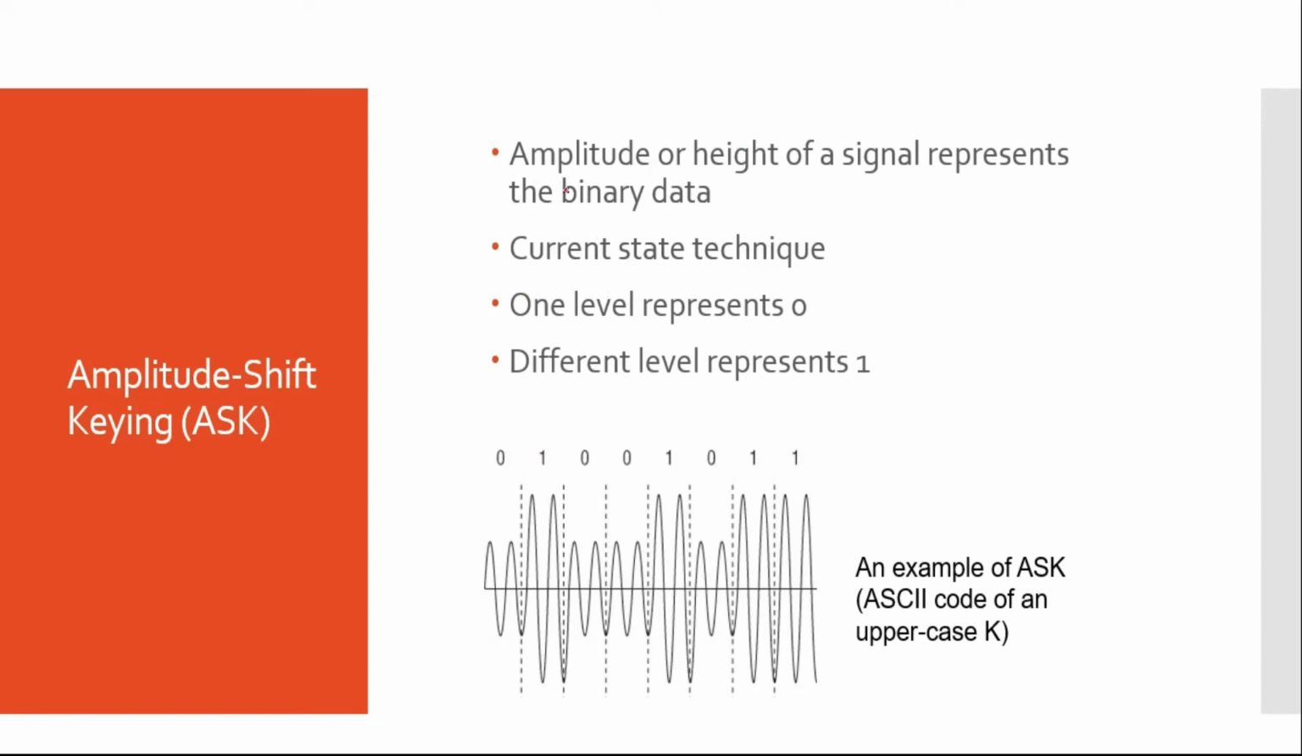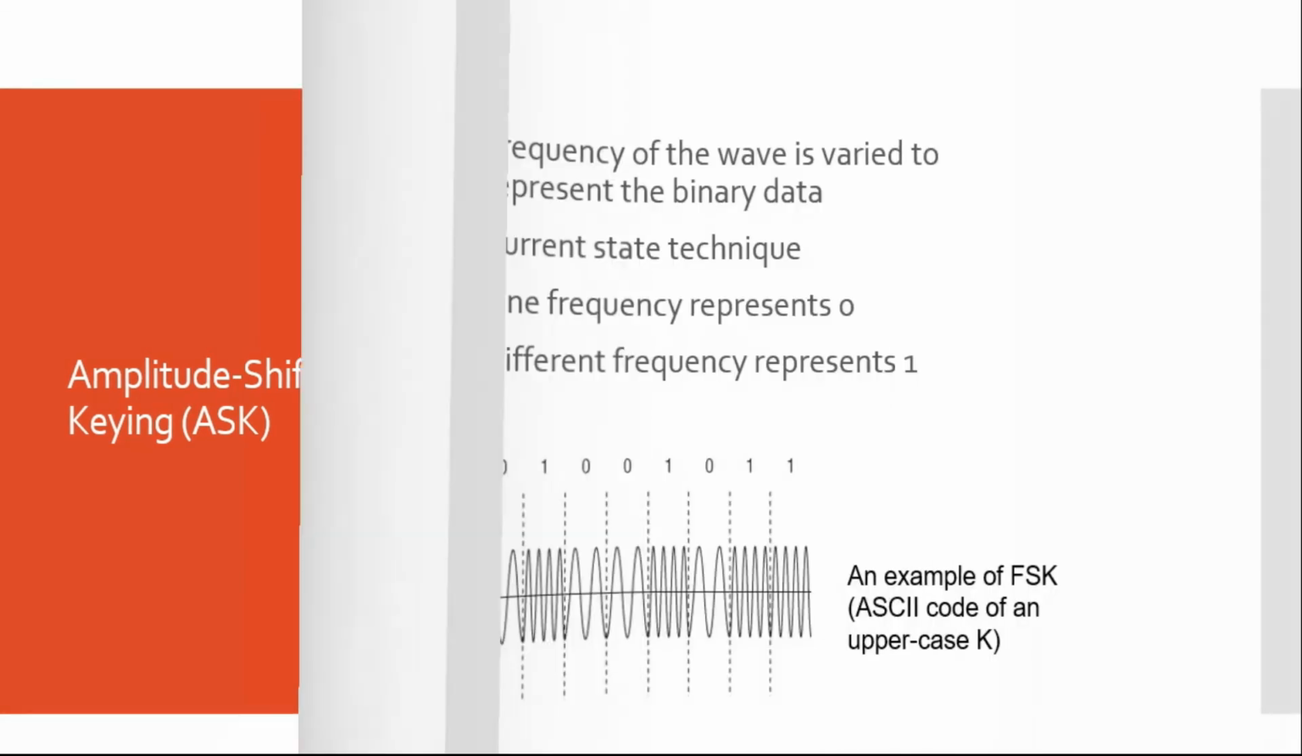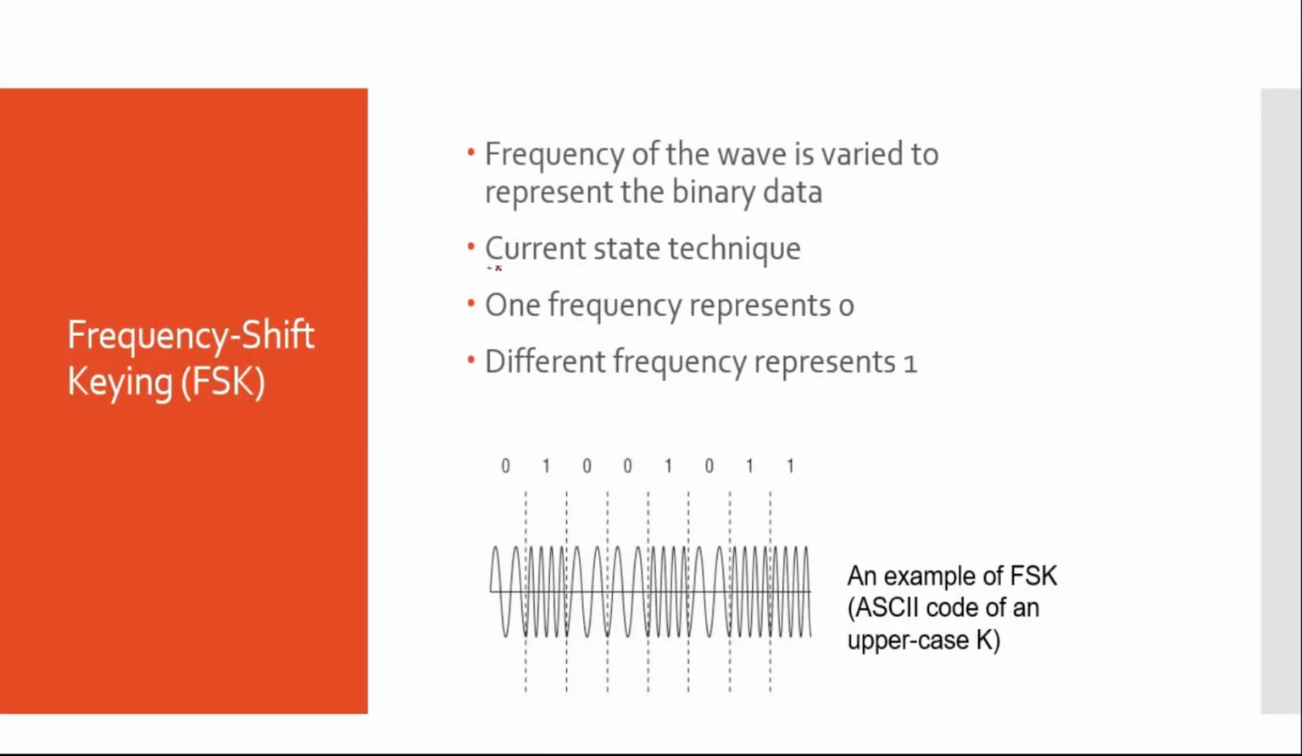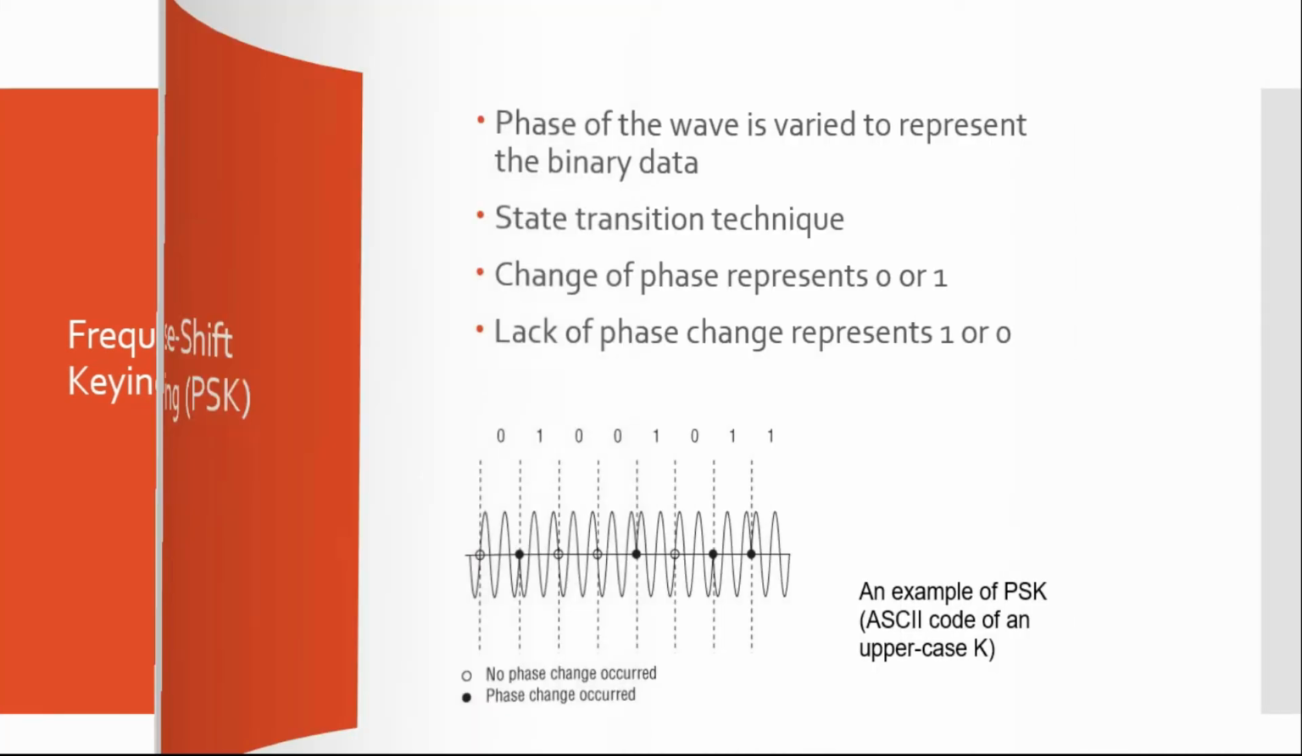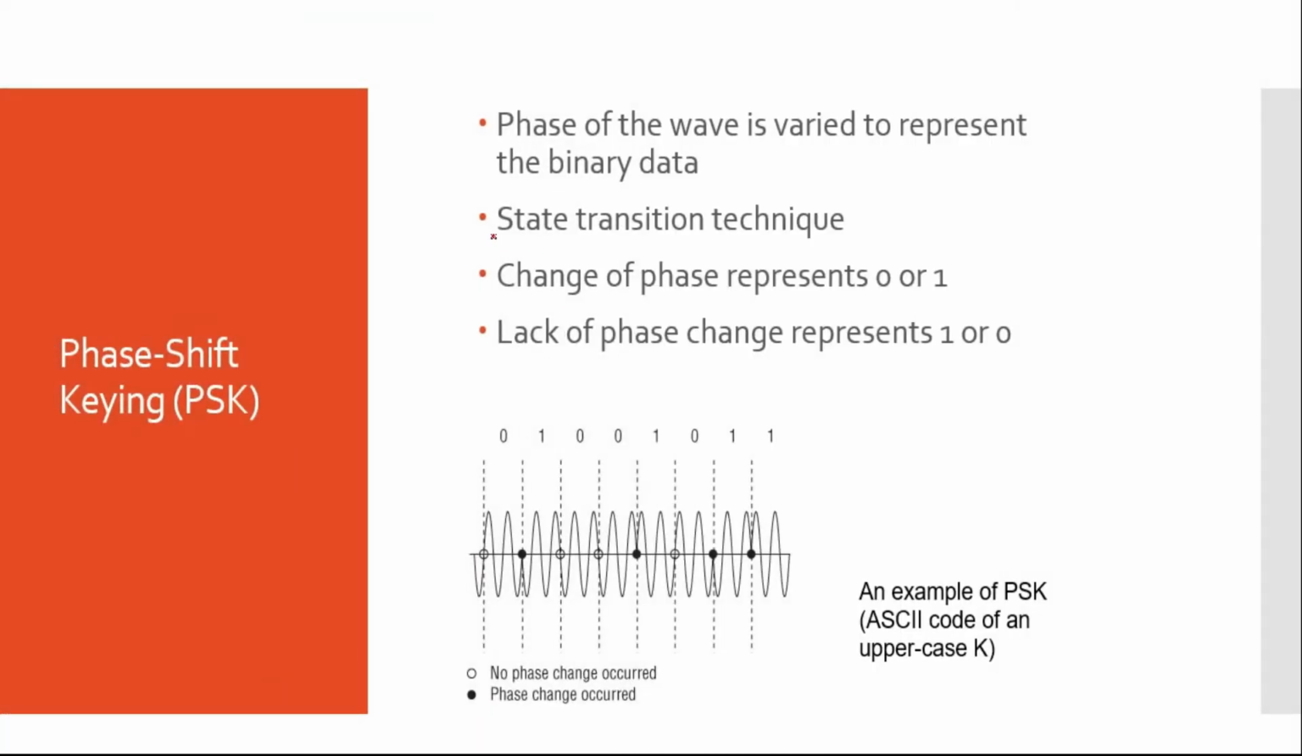This is an example of how amplitude shift keying looks like by using current state technique. You can see the difference when the value is 0 and 1. This is an example of how frequency shift keying looks like by using current state technique. Look at the difference when the value is 0 and 1. Lastly, phase shift keying using state transition technique. You need to identify where no phase change occurred and where phase change occurred in order to draw the waves. You may refer to my YouTube channel on how to draw the keying method.